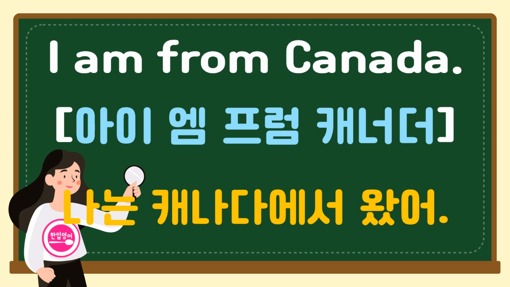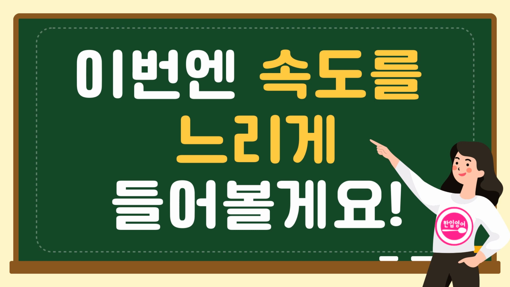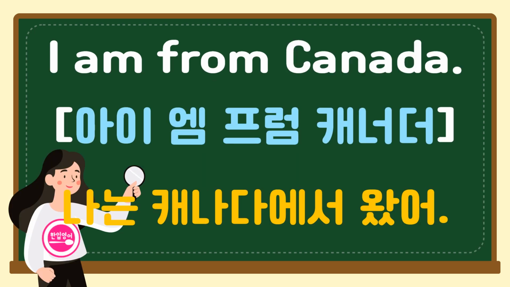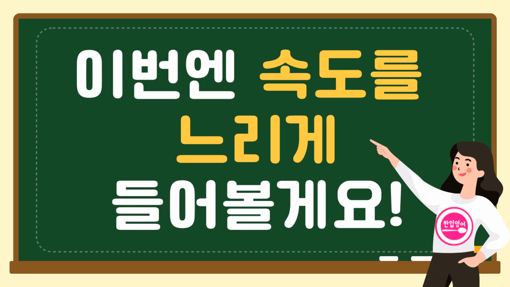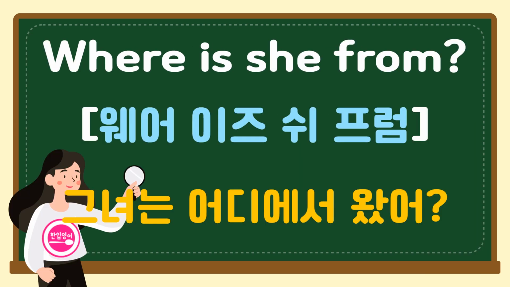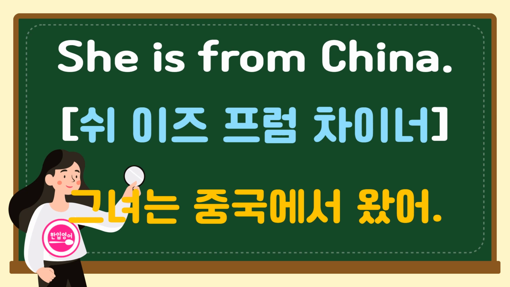I am from Canada. I am from Canada. 그녀는 어디에서 왔어? Where is she from? Where is she from? 그녀는 중국에서 왔어. She is from China. She is from China.